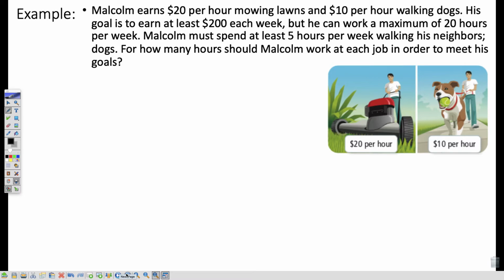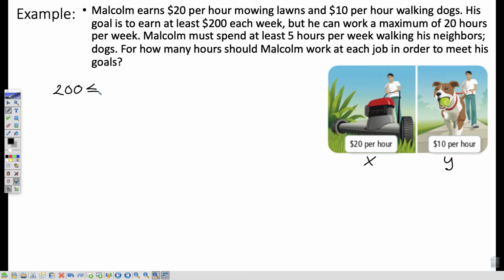So we need to assign some variables. What do you want to assign for mowing, x or y? X. Okay, so x, y. Now I need to write some equations. Do I just want to talk about money first? Yeah. So we're going to have at least $200. Could I make more? Yes. So my equation could be bigger, right? How am I going to make that $200? Mowing and walking a dog.